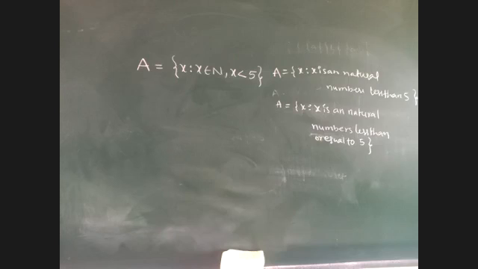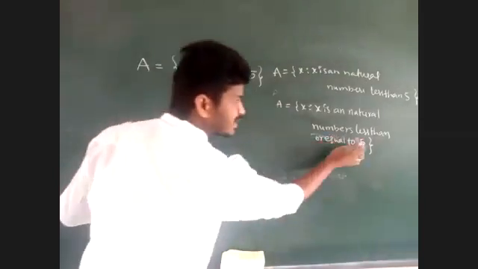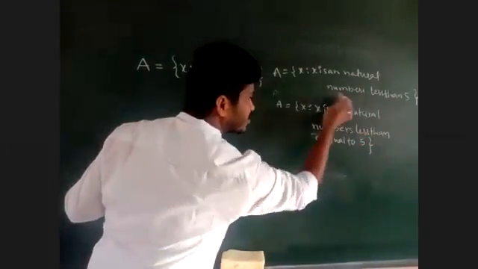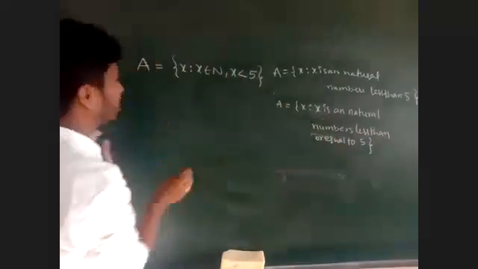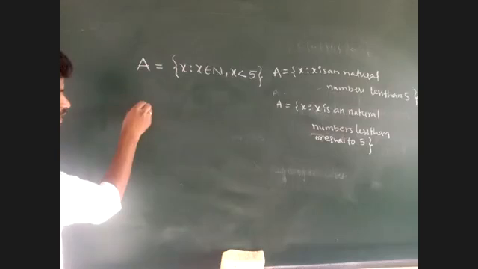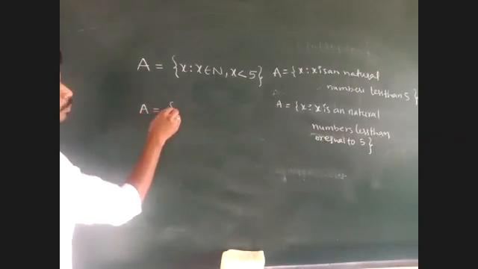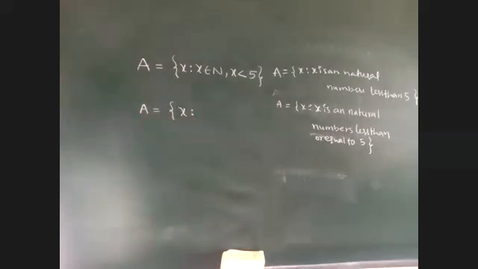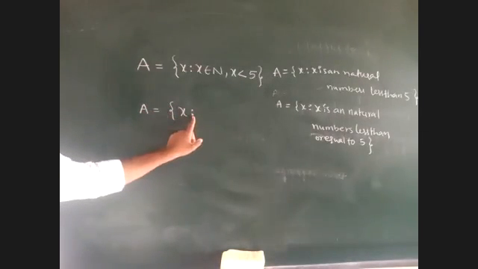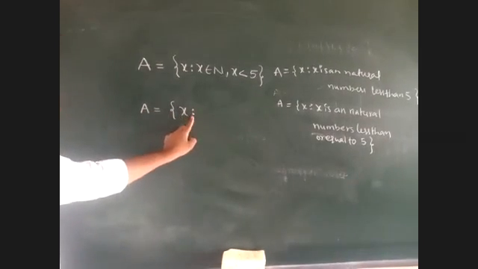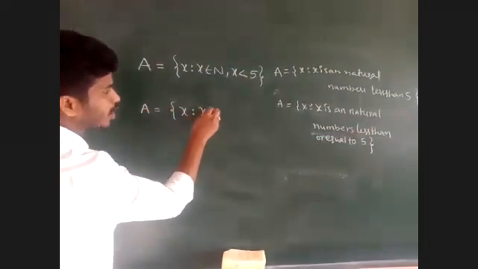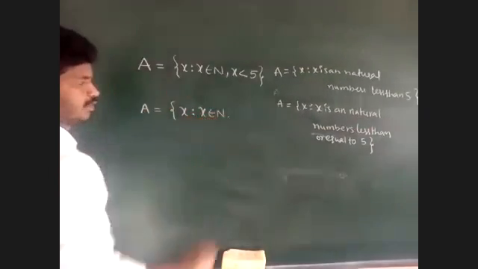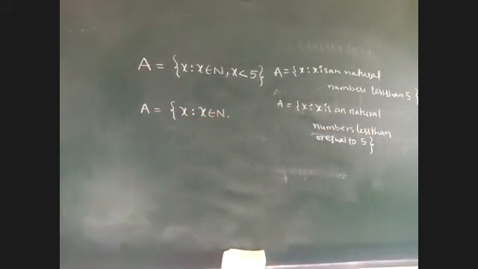So x such that x is a natural number, natural numbers less than or equal to 5. This is also a statement form, and it should be written in symbolic form. How to write it? First we write the set name A equals x, such that (the symbol is called 'such that'). Here x is a natural number, that's why x belongs to natural numbers.